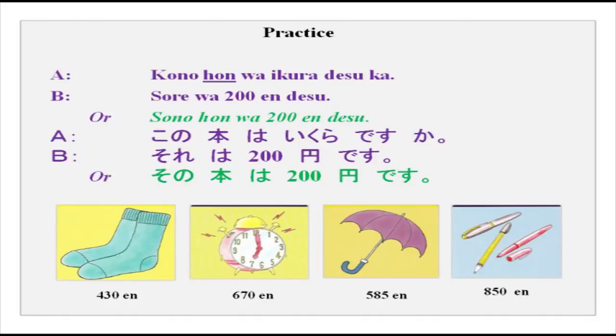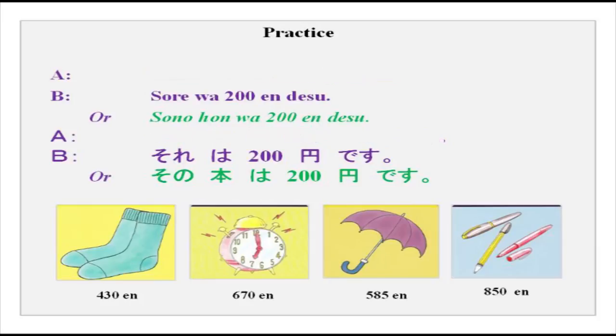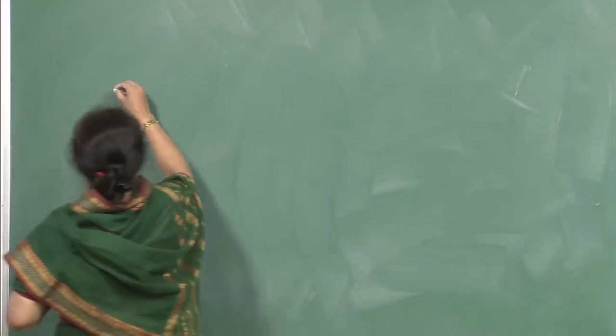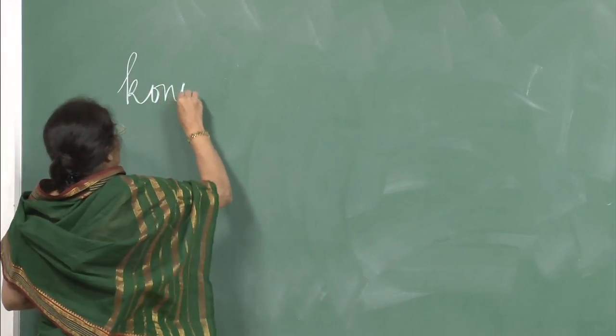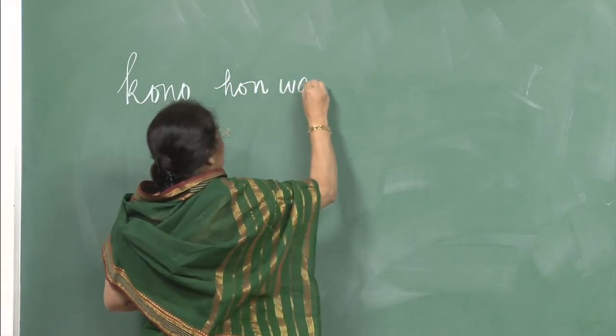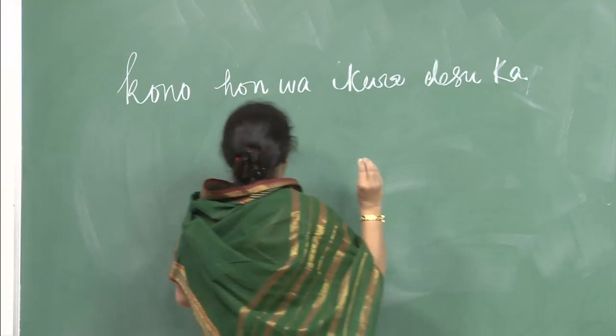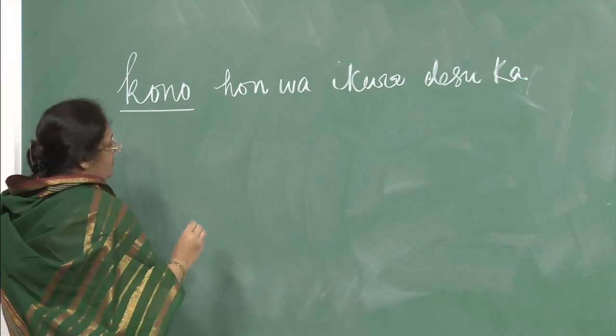Now you have a lot of pictures over here for you. These four things: kutsushita, tokei, kasa and pen. What you need to practice with your friends is kono hon wa ikura desu ka? So the answer would be sore wa 200 yen desu or sono hon wa 200 yen desu. So please point at the object, kono hon wa ikura desu ka? Kono hon wa ikura desu ka?